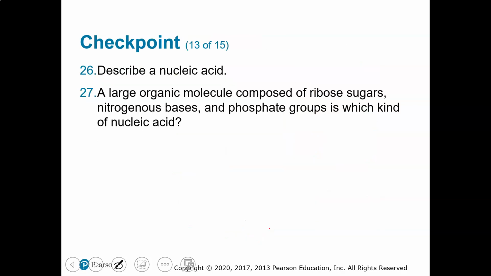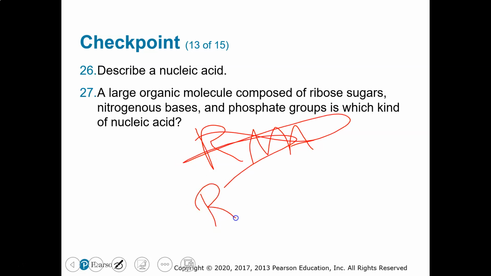Describe a nucleic acid. Well, it is a chain of nucleotides, and it contains our DNA code. It's involved in producing proteins that determine our traits. A large organic molecule composed of ribose sugars, nitrogenous bases, and phosphate groups is which kind of nucleic acid? RNA. If it was DNA, the sugar would be deoxyribose and not ribose. The fact that the sugar is ribose means that it is RNA.